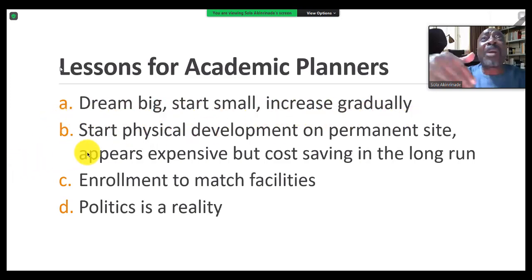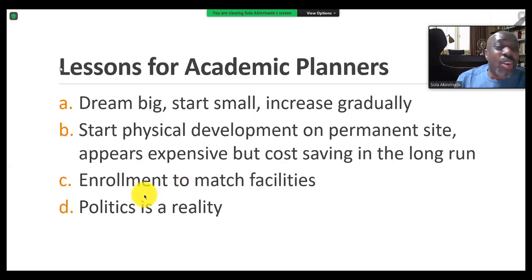Then start physical development on a permanent site as much as possible, because it may appear expensive at the initial stage, but in the long run, it saves you cost. Many state universities and even some federal universities today are still running on temporary sites 15, 20 years after takeoff. The facilities in the temporary sites are not adequate for their purpose, but they are forced to continue using them. And then enrollment to match facilities.